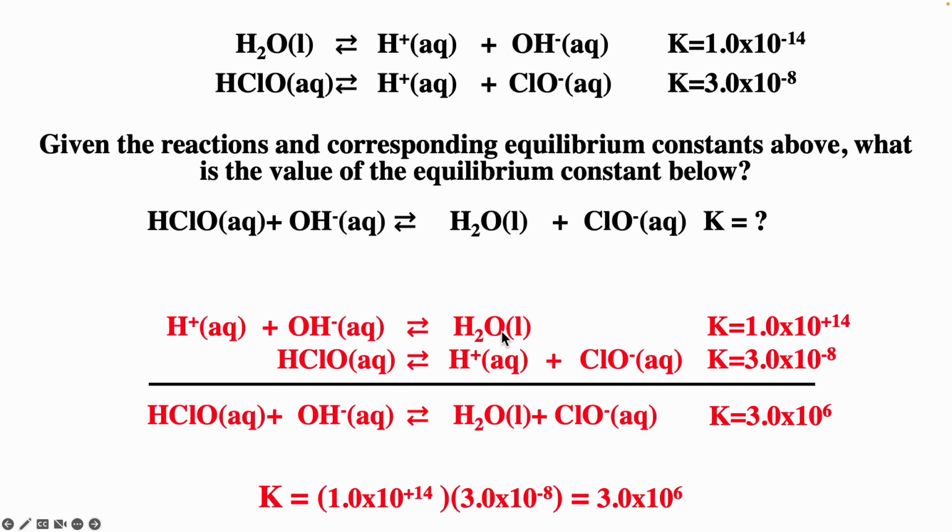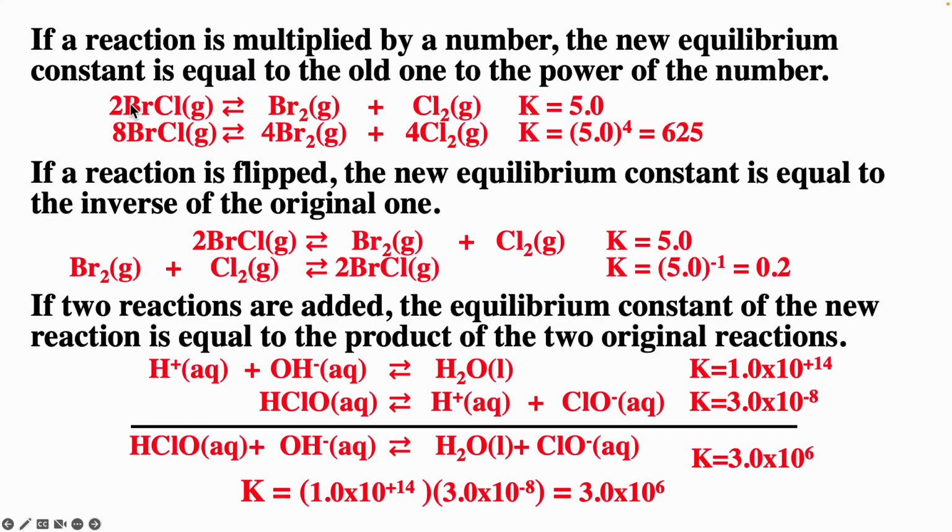So the first reaction, we flip, and our equilibrium constant goes from being 1 times 10 to the minus 14th to 1 times 10 to the plus 14th. The second reaction, we didn't change. We add these reactions, and we'll get the reaction that we're looking for. Notice that the hydrogen ion cancels because it's common on both sides. And when you add the reactions, you multiply the equilibrium constants. If the reactions are multiplied by a number, you have to take the equilibrium constant to that value. If a reaction is flipped, you have to take the inverse of the equilibrium constant to get the new equilibrium constant.